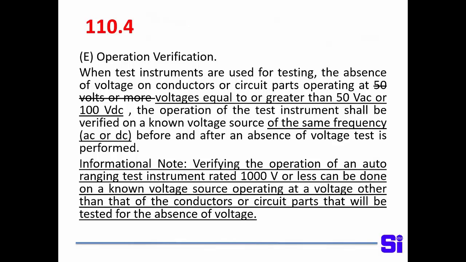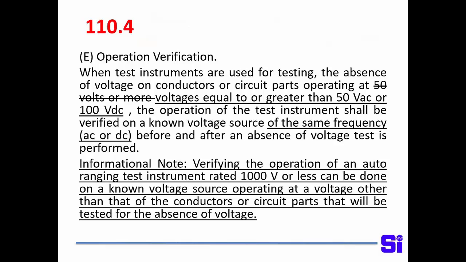Verifying the operation of an auto-ranging test instrument rated 1000 volts or less can be done on a known voltage source operating at a voltage other than that that's being tested for the absence of voltage. And if you have an auto-ranging meter, that's fine. If you have a meter that you have to change the range selector switch, that would not be appropriate.